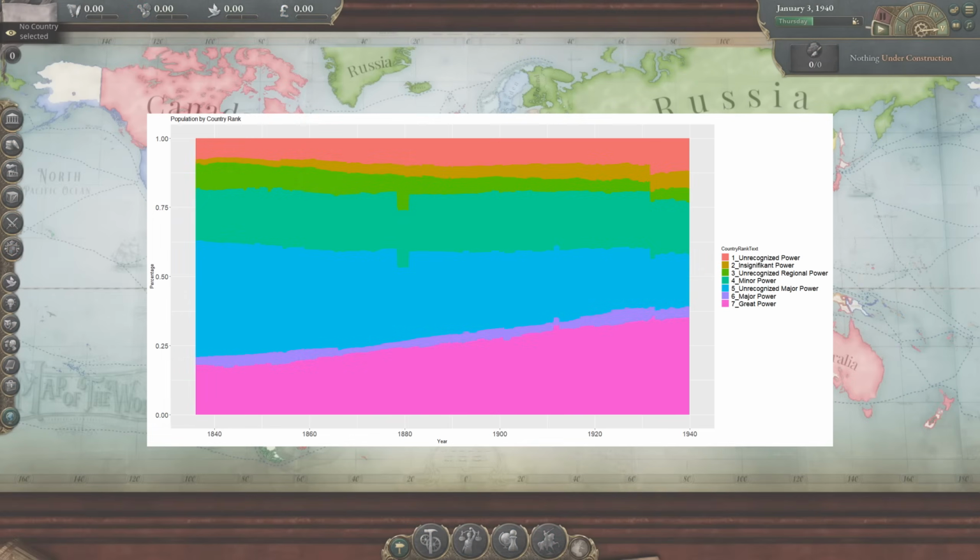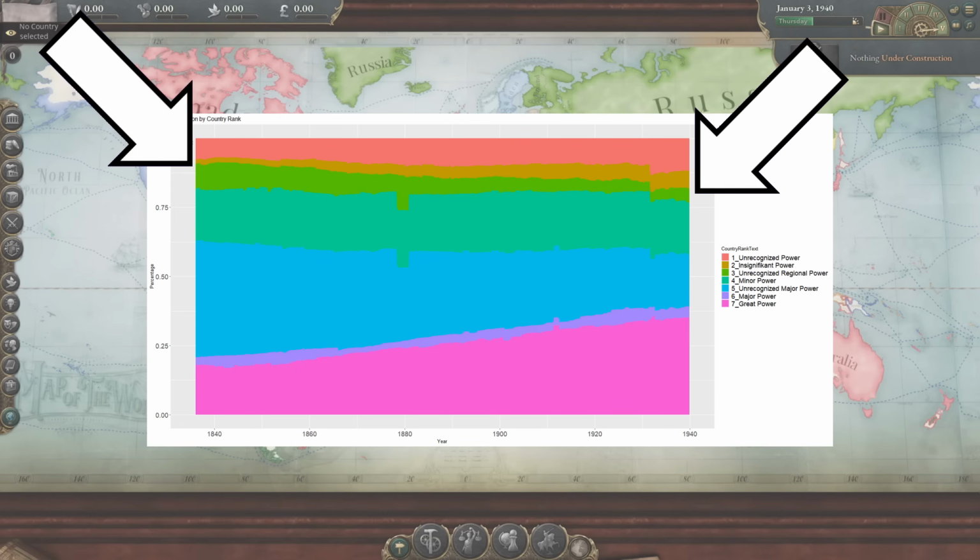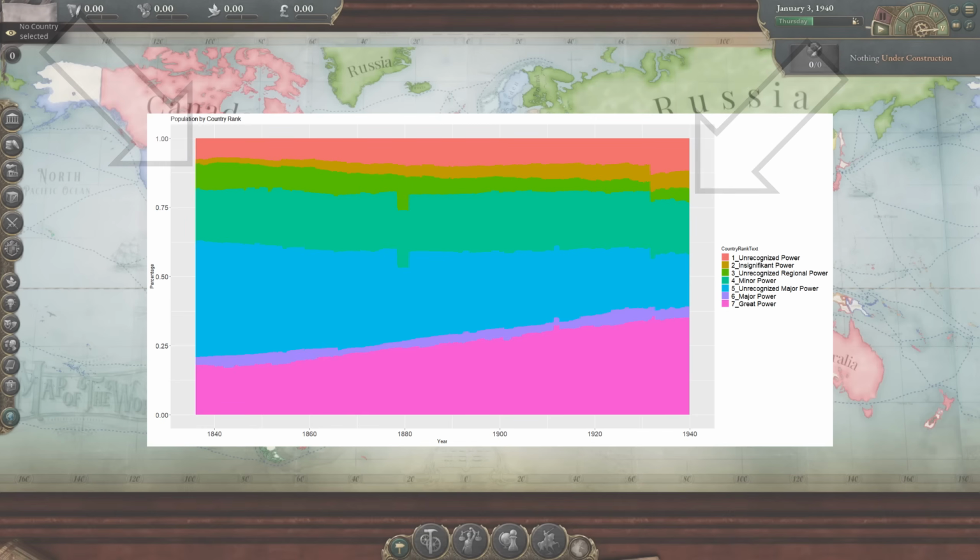Let's again look at the distribution over the country ranks. The population share of the great powers is increasing over time from about 20% to 33%, mostly at the cost of unrecognized major powers apparently. It might be influenced a lot by Britain taking over India directly. And unrecognized regional powers are shrinking a lot as well.